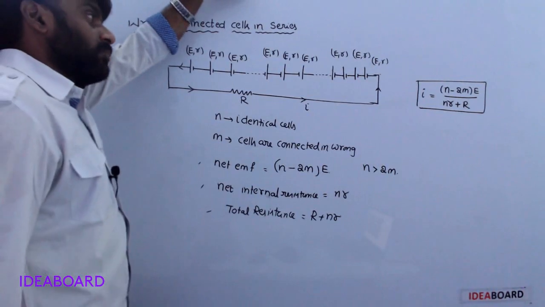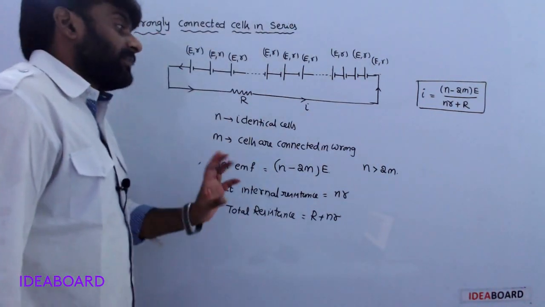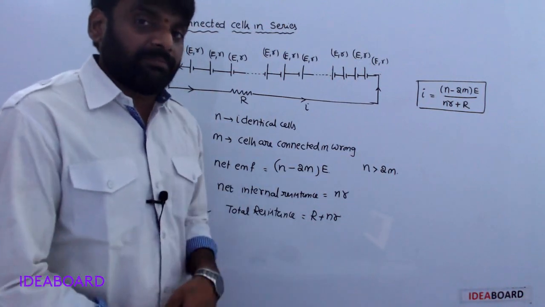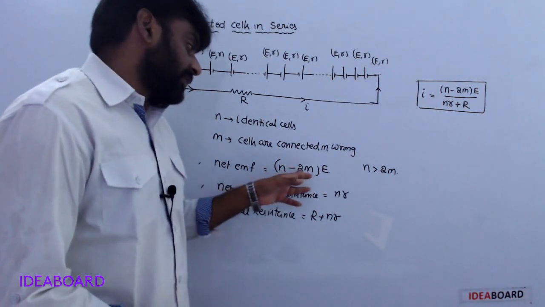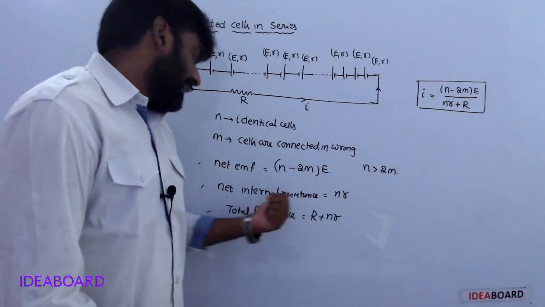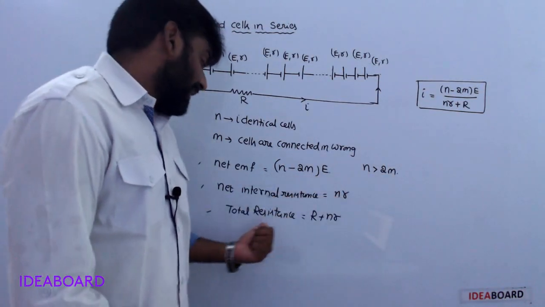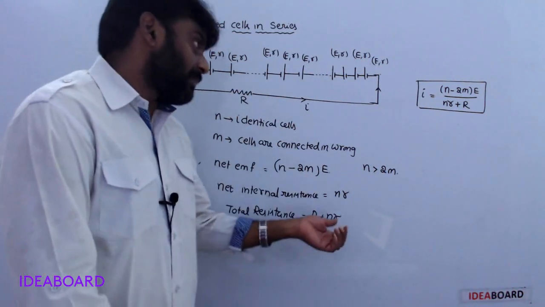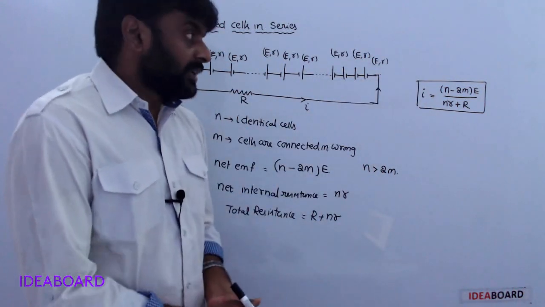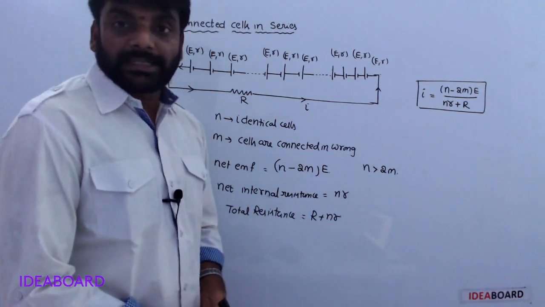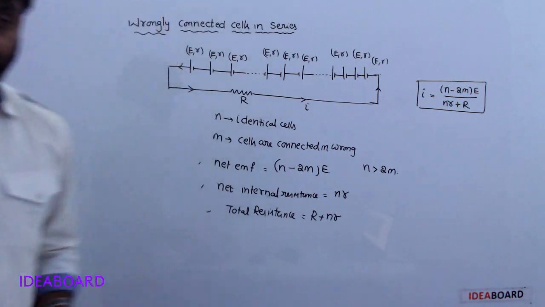Once again, it is the most important topic. If m cells are connected in the wrong way, you take 2m. So net EMF is equal to (n minus 2m) E, where n is greater than 2m. Total resistance is the external resistance, always in series with internal resistance, R plus nr. Current is equal to (n minus 2m) E, the total EMF, divided by total resistance nr plus R.